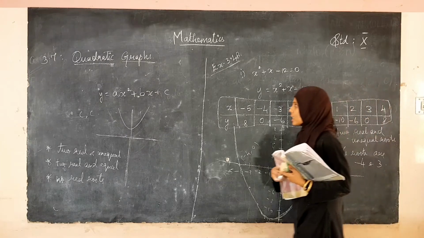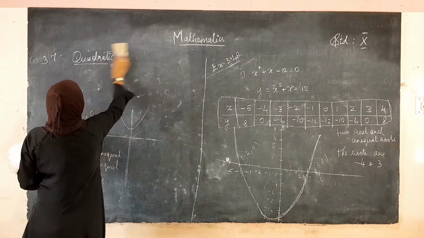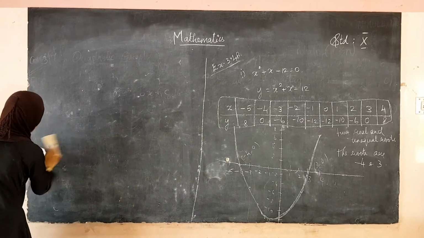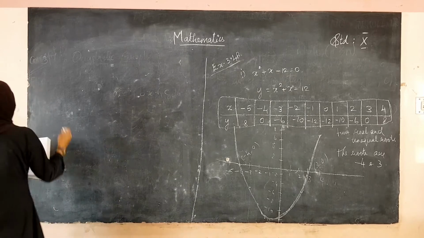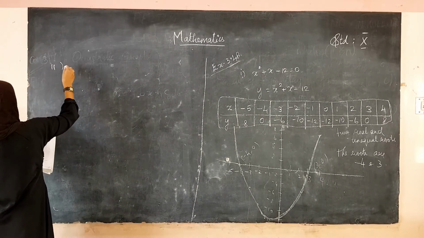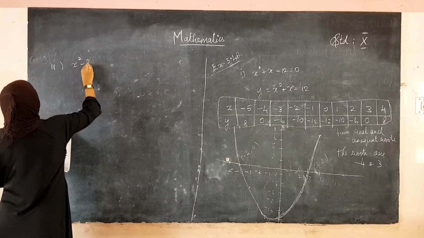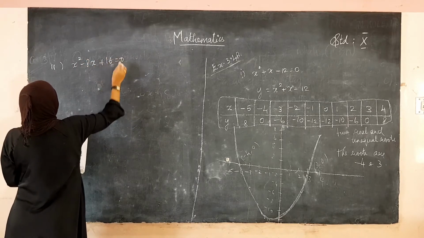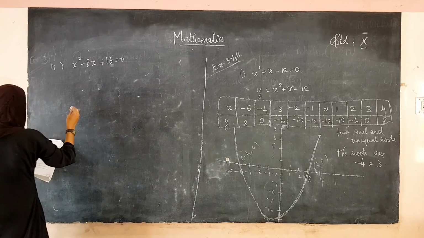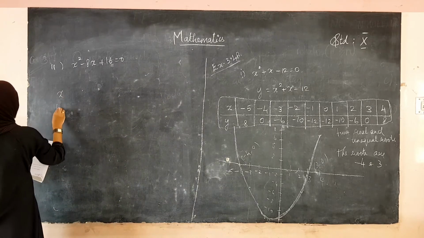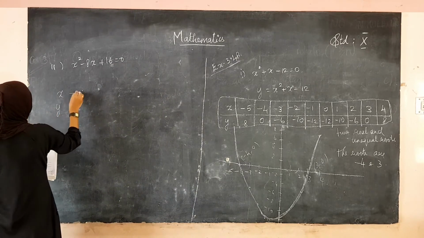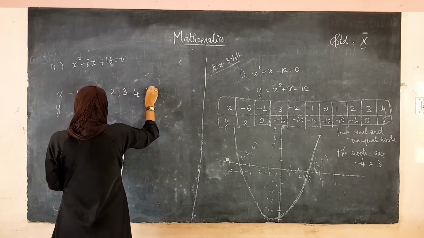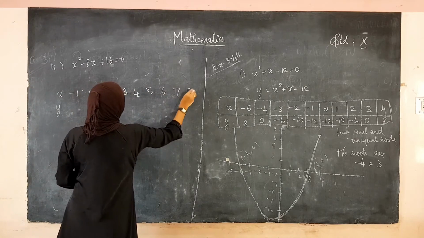Shall we see the second subdivision? See, what is the second subdivision? x squared minus 8x plus 16 equal to 0. Now, shall we prepare for x and y? So, we are going to take x from -1, 2, 3, 4, 5, 6, 7 and 8.